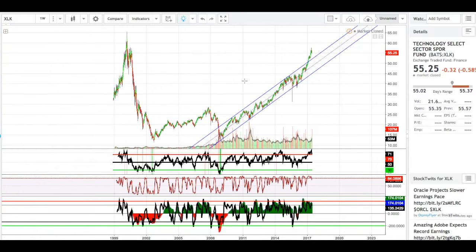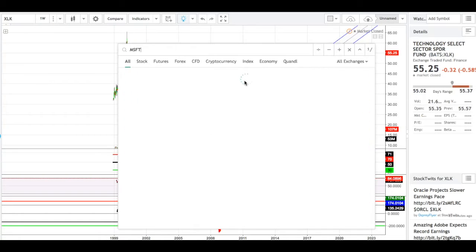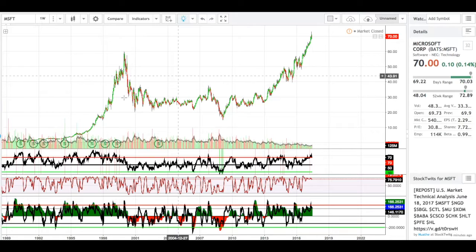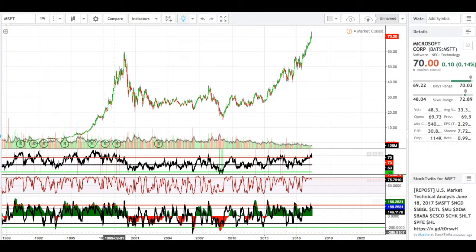So I wanted to take a quick second. I mentioned this in my previous video for technology last week, but again, here on the weekly, we have XLK. Let's go to two different stocks, Microsoft and Apple, and look at what's going on for their stocks. So here for Microsoft, we see kind of a similar pattern as we saw in the XLK.